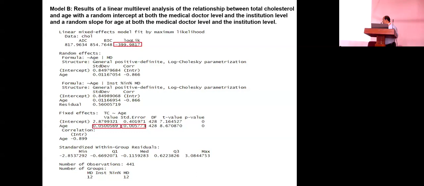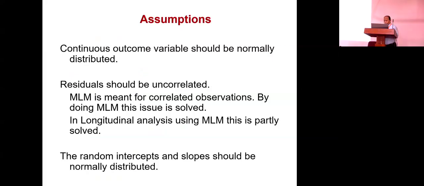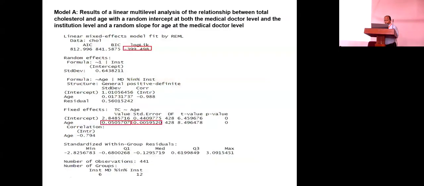And see, if you look at the 0.005, the standard error had increased very much. Previously we have seen 0.00, this is the random slope at the medical doctor level. Absolutely, there's no change in the standard error or the estimate between random slope at the medical doctor level and the institution level random slope.